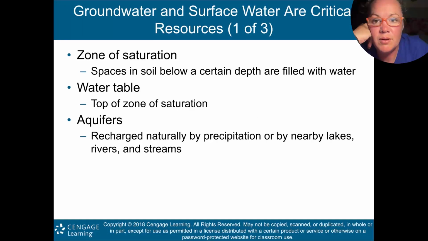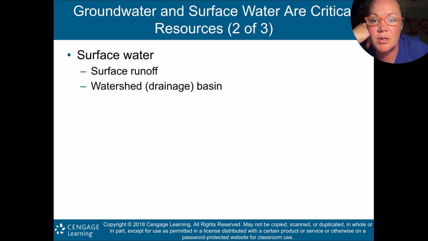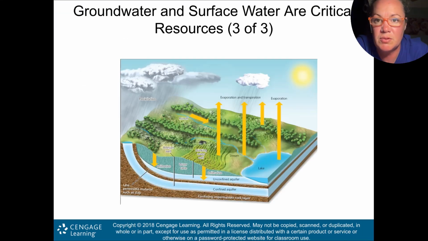So between groundwater and surface water basically is all of the runoff. It's the watershed, which another term for that is a drainage basin. So everything that would run over the earth. Those are really critical water resources.